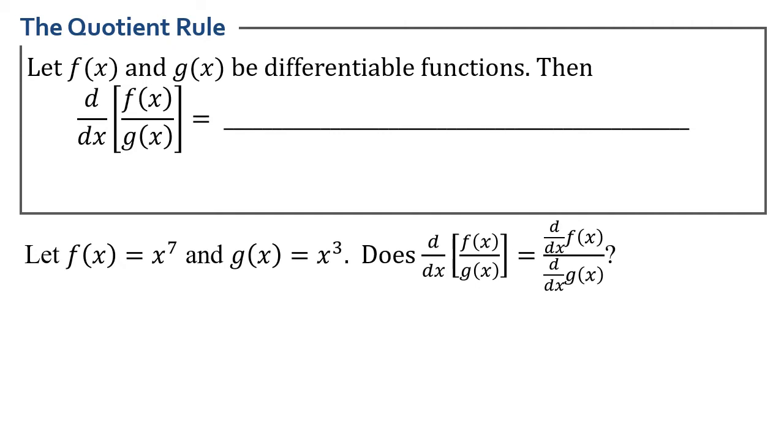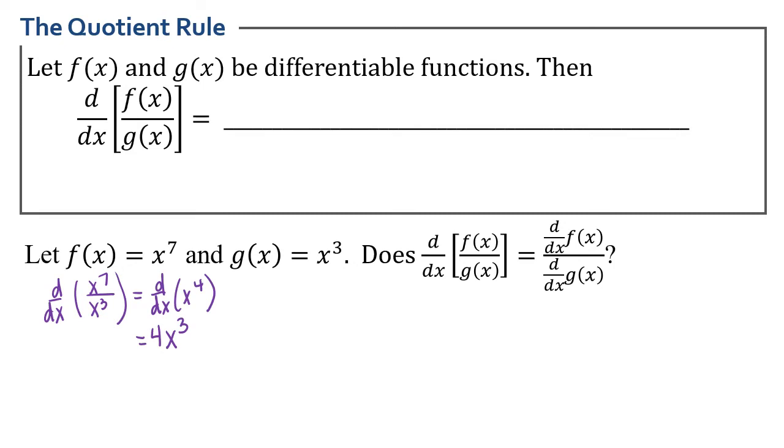So if f of x equals x to the 7th and g of x equals x cubed, does the derivative of f of x divided by g of x equal the derivative of f of x divided by the derivative of g of x? I don't know, let's try. So d over dx of x to the 7th over x cubed. Okay, properties of exponents, that's going to simplify to x to the 4th power.